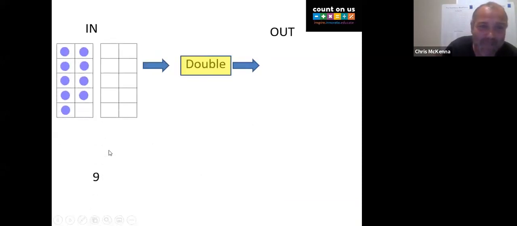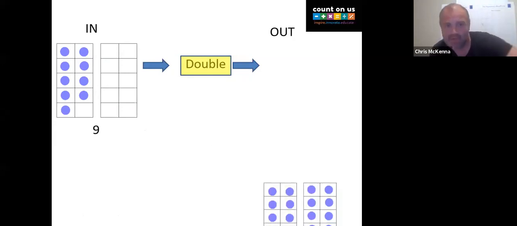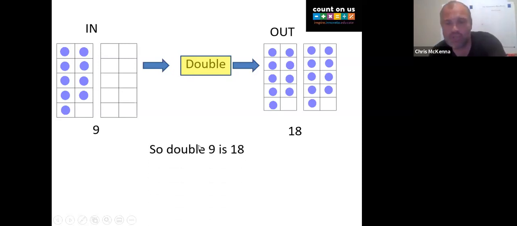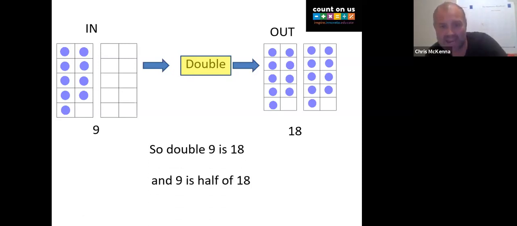Okay, so we're starting with the double machine and we've got 9 dots. I'm going to double that. If I double that, we can see I get 9 plus 9, which is 18. And again, that's linked to almost 10 plus 10, which would be 20, but there's 2 spaces missing. So again, we can make these statements. Double 9 is 18, 9 is half of 18.